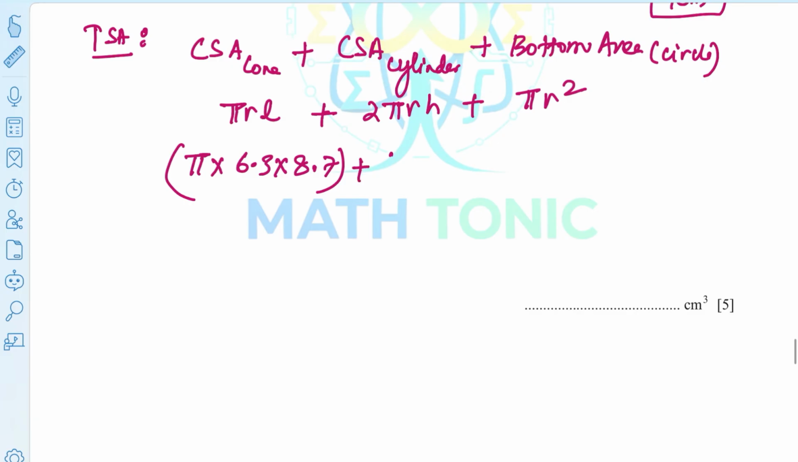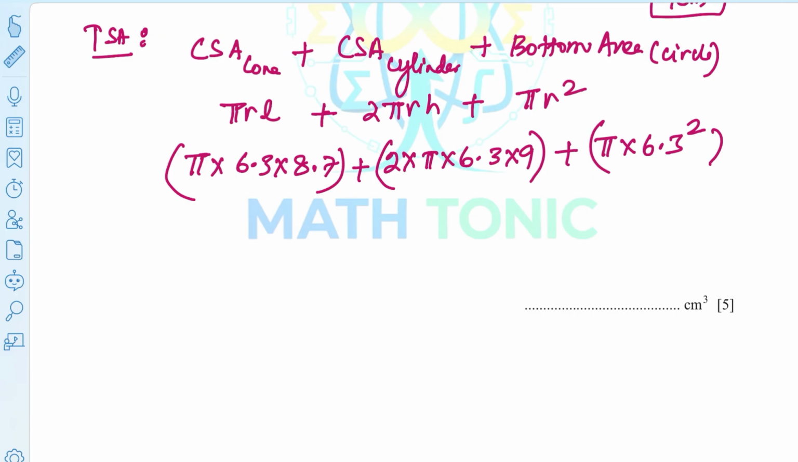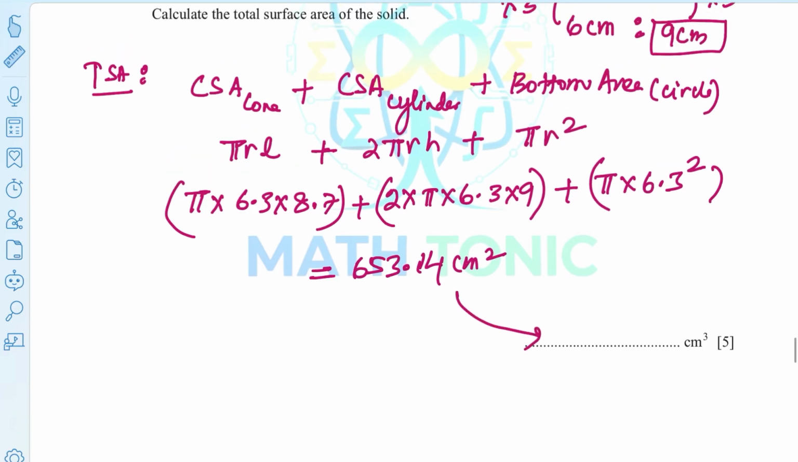Now 2 pi RH, 2 times pi times radius is given 6.3. And right now we got the height is given 9 centimeter. Plus pi times the bottom radius is also 6.3. So pi r squared, pi times 6.3 squared. Is it okay? So when you type this in the calculator, this will be 653.14 centimeter square. Is it okay?